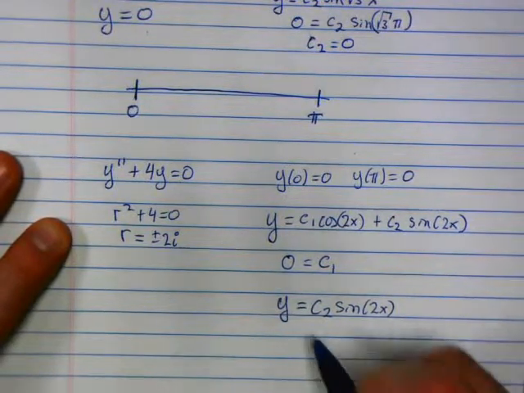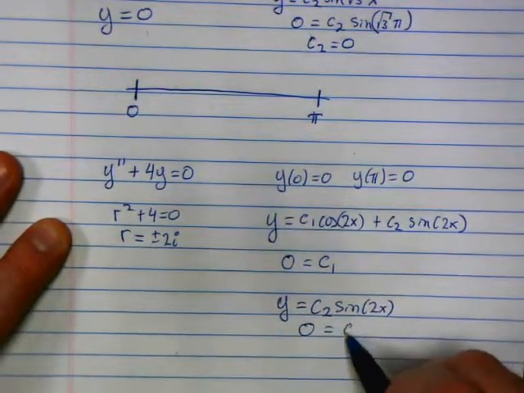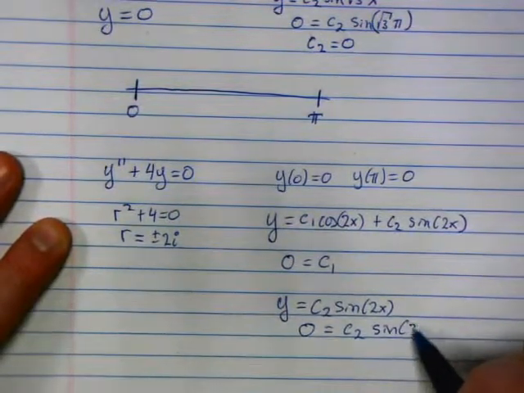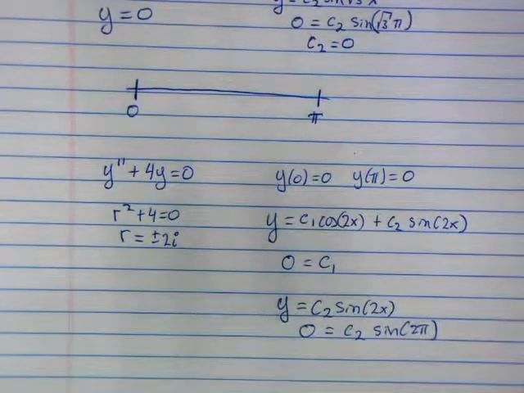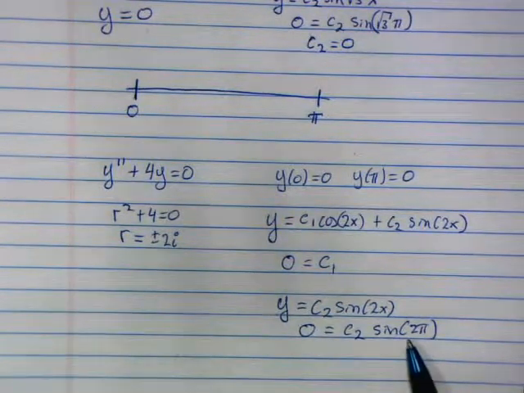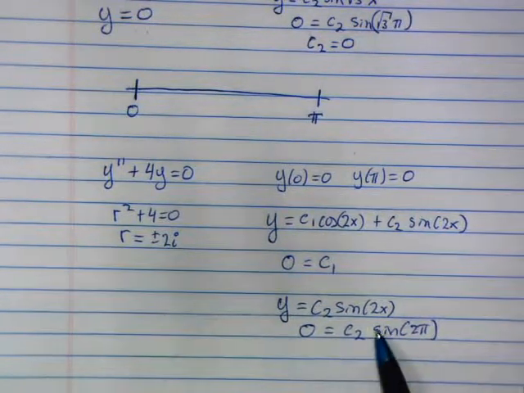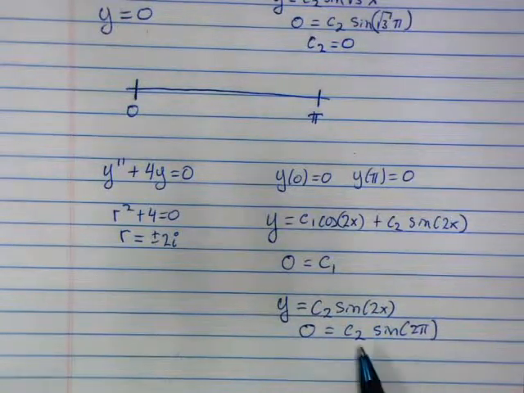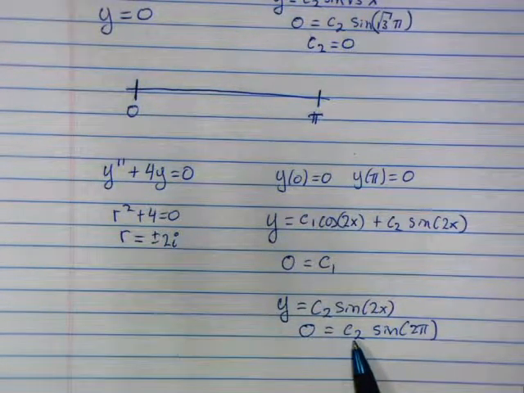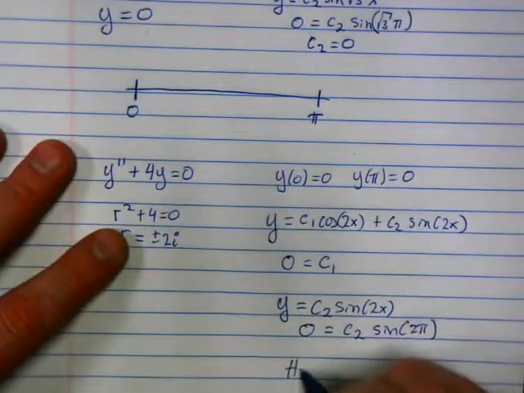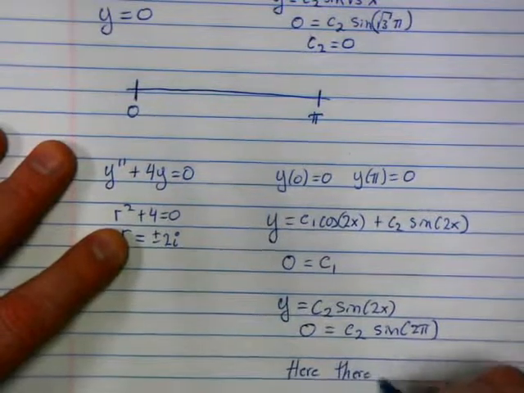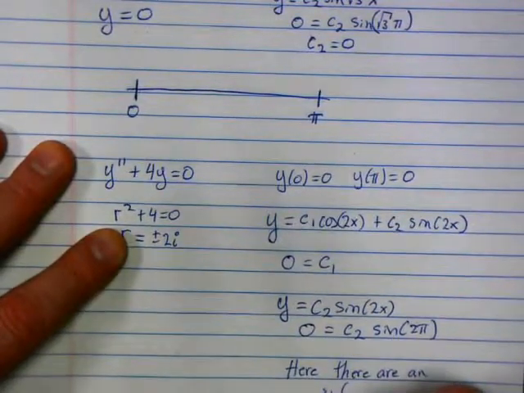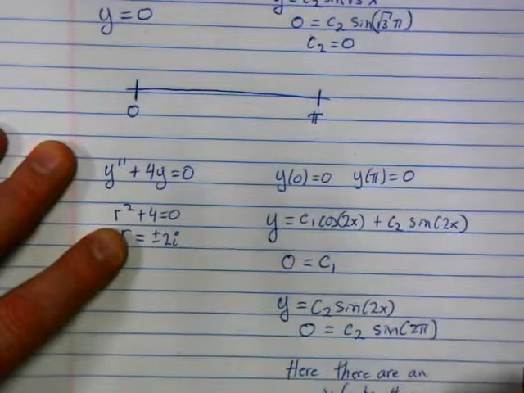Plug in the other initial condition. I have 0 equals c2 sine of 2 pi. What's the sine of 2 pi? 0. So this number here is already 0, which means what number can I use for c2? Any number I want. So how many solutions are there? There are an infinite number of solutions this time.